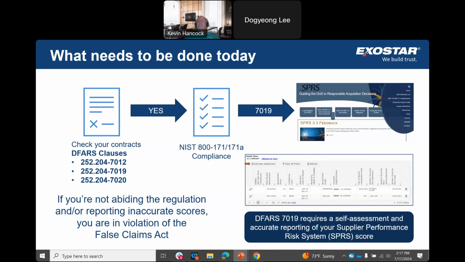You may also be receiving questionnaires or requests from various prime contractors to let them know your SPRS score, things like that. They absolutely have the right to ask those questions. They're required by these agreements to flow down these requirements to their subcontractors. So they must ensure that their supply chain also meets these requirements. And so they may be asking you as well on these things. And you may be receiving these forms from other Exostar applications as part of your working with their supply chain organization.